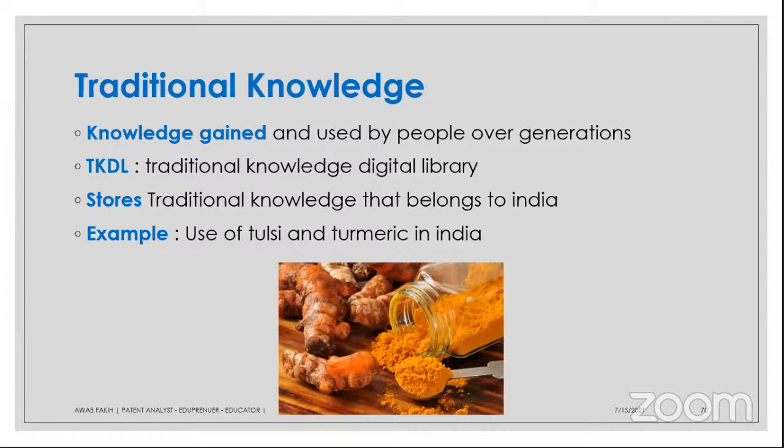Whenever you visit the TKDL website, if you observe it, the major categories into which they are bifurcated are agriculture, fisheries, health, horticulture, and forestry. That is the major categorization which has been done by the government of India. So that's a small brief. What is traditional knowledge all about, my dear friends?